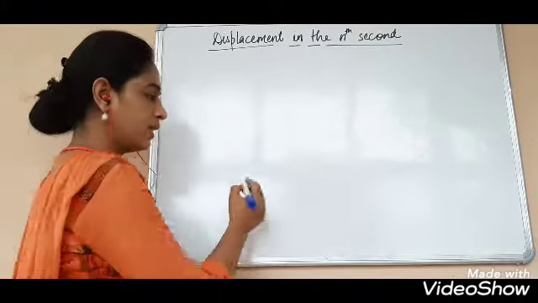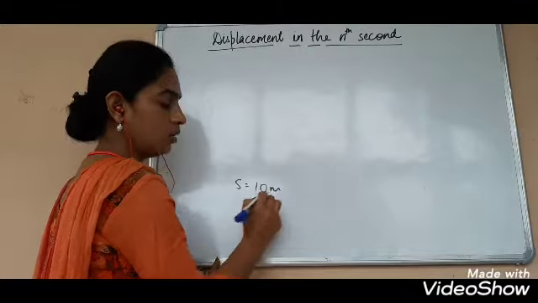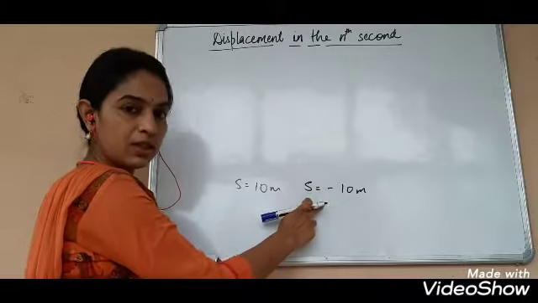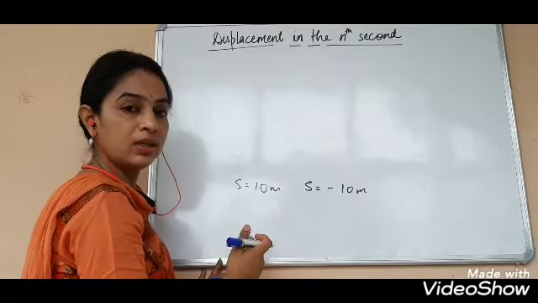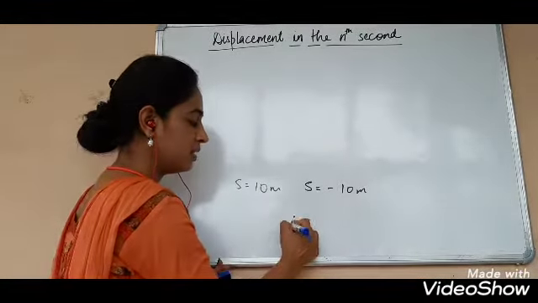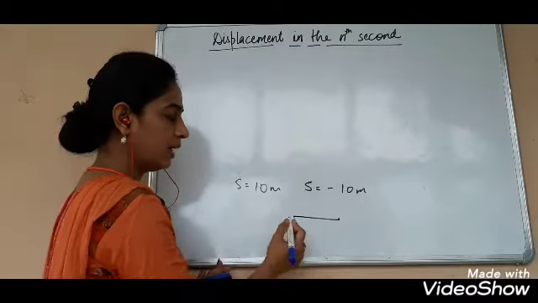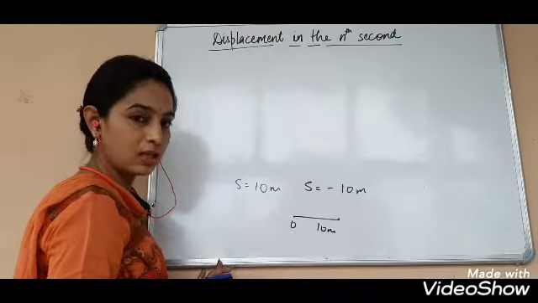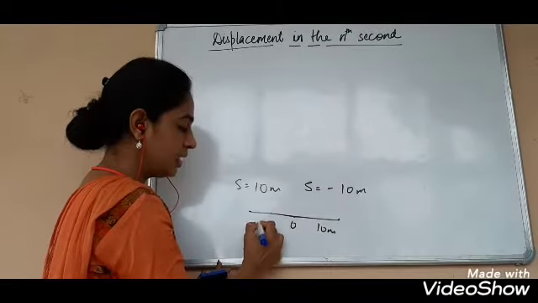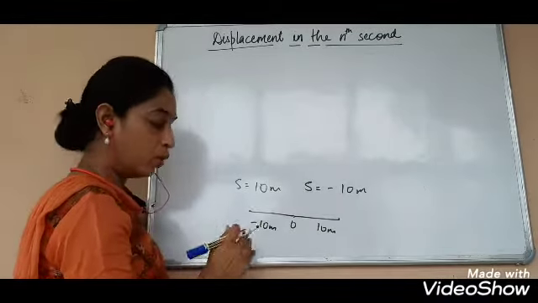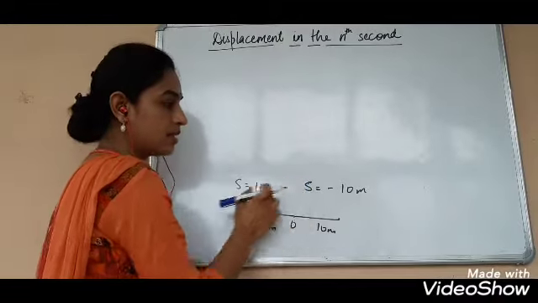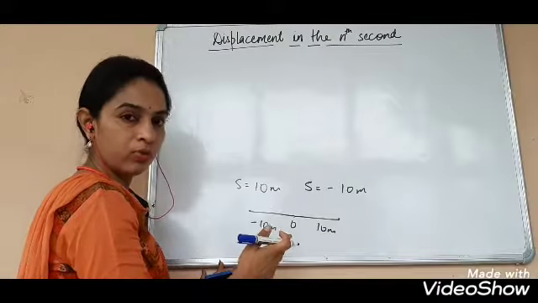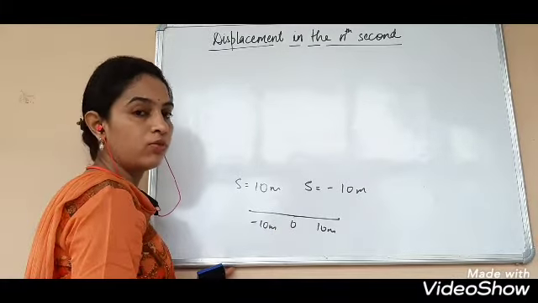Like if I say displacement of a body is 10 meter, or displacement of a body is minus 10 meter. Minus 10 meter displacement doesn't mean that, if this is the origin, 10 meter is towards the positive side and minus 10 meter is like this. No, this knowledge doesn't tell you whether the body is moving backwards or forwards. For that you need the idea of velocity.